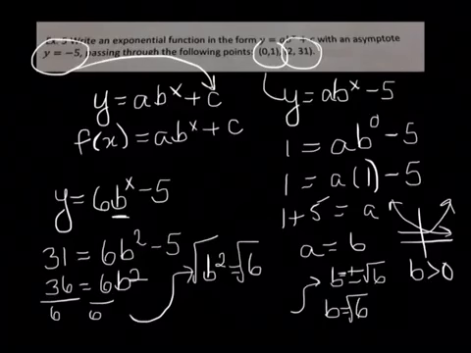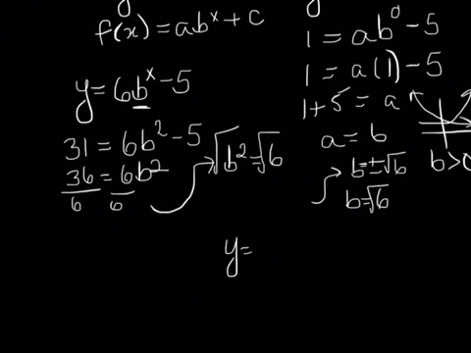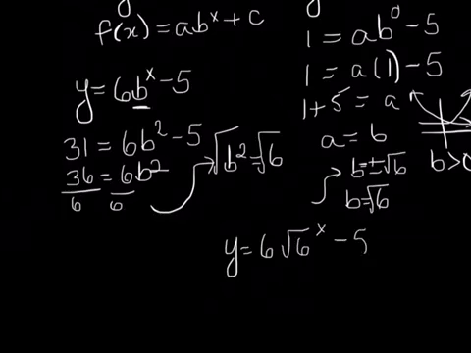And we've run out of space. Maybe I can move it up. Oh, look at that. I'm learning as I go along. So finally, let's rewrite our equation with all of the variables filled in. A is 6. B is square root of 6 to the x, subtract 5. And we are done.